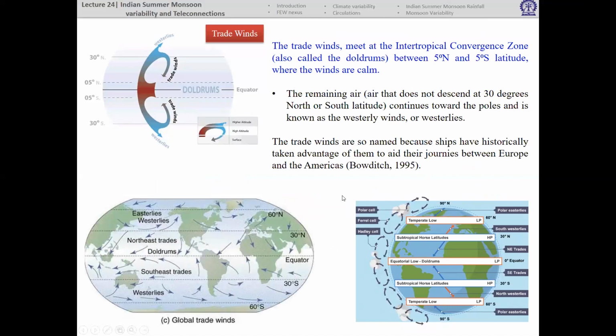Okay, so why is it called trade winds? Trade winds have been known from very old times, starting from the 17th century. Earlier, transport or trading used to take place with the help of ships. So the traders, or sailors, you can call them, used to make advantage of these trade winds while traveling from one point to another. So that's why they called it a trade wind.